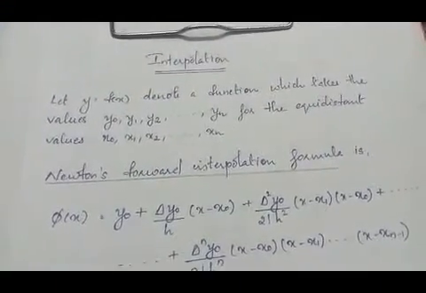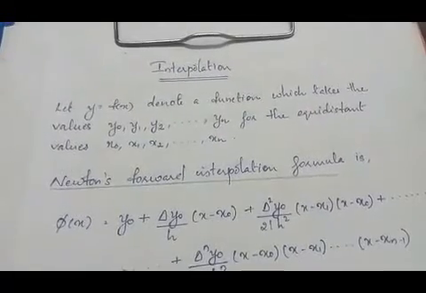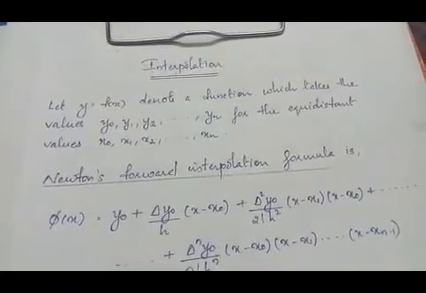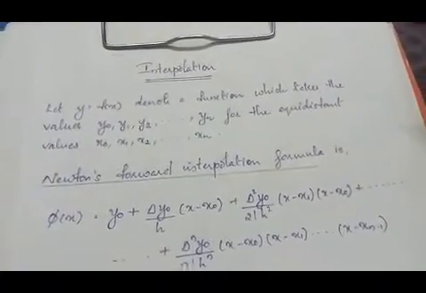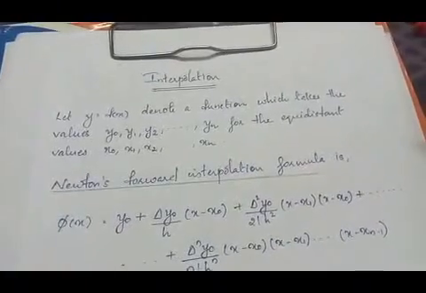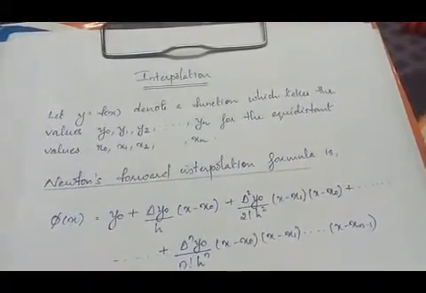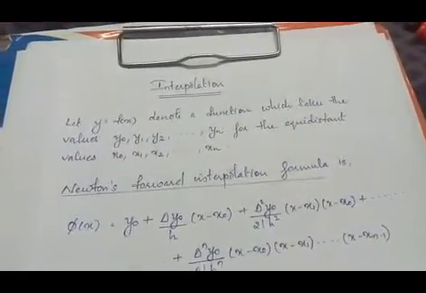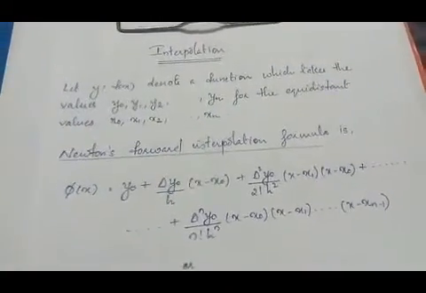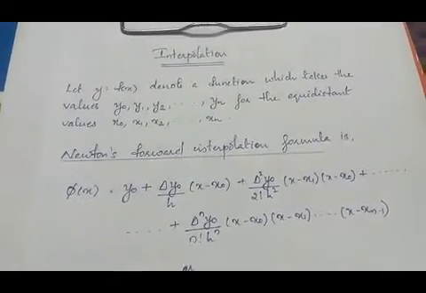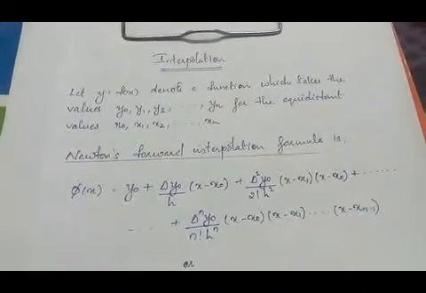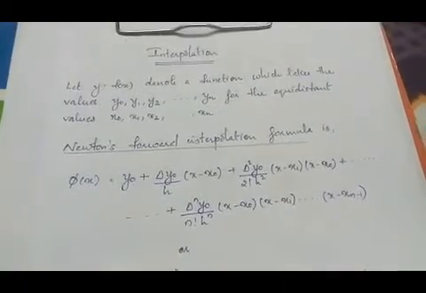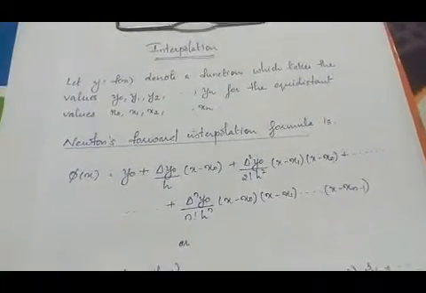Now what is interpolation? Interpolation is the process of finding the intermediate values of a function when you are given a range of values for that function. So to find the intermediate values of a function using the given set of tabular values of that function, that process is called interpolation. In this video, we will be seeing Newton's forward interpolation and Newton's backward interpolation formula and how it is used to find the intermediate values.